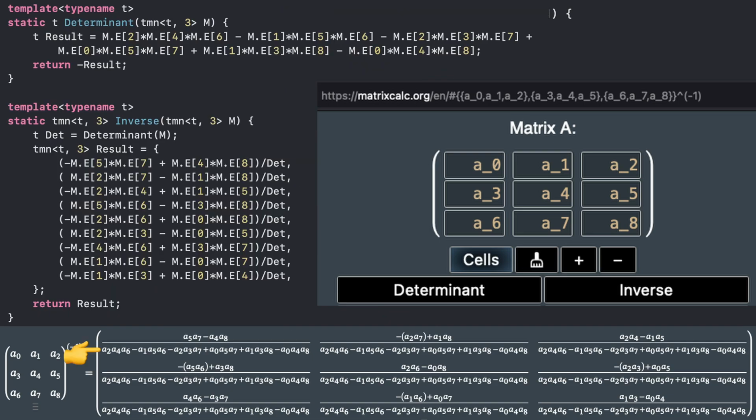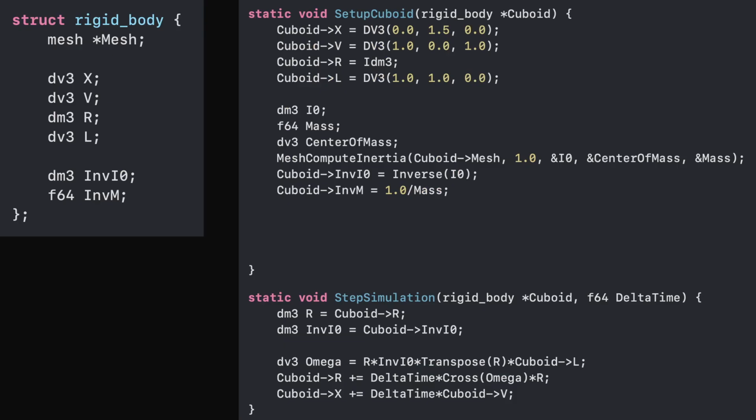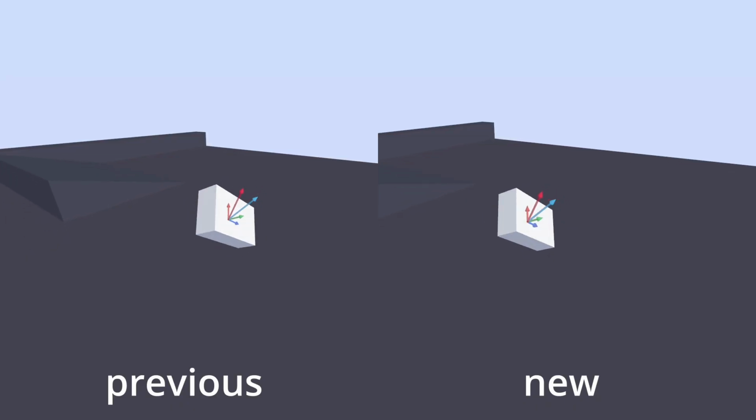The huge denominators are all the same and equate to the negative determinant of the matrix. So computing that first, the inverse function computes the negative numerators and divides them by the determinant of the matrix. With this, the inertia tensor can be inverted and stored. And that's really everything needed to make the previous simulation work.